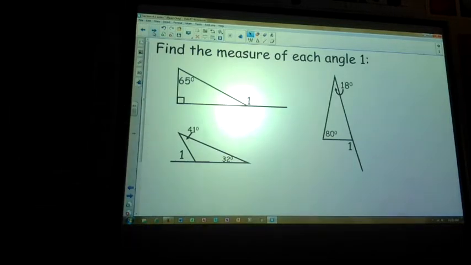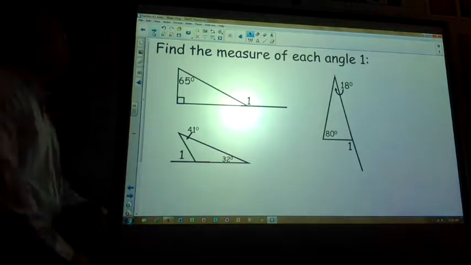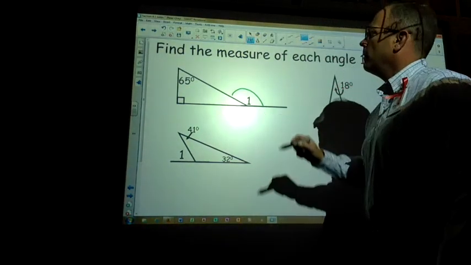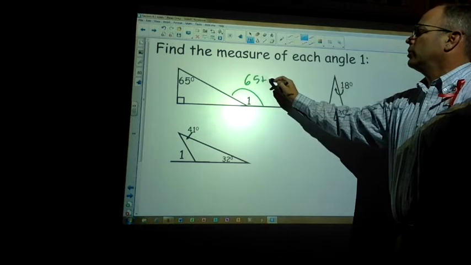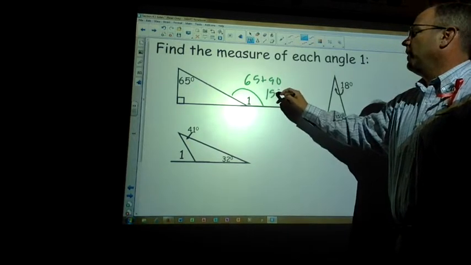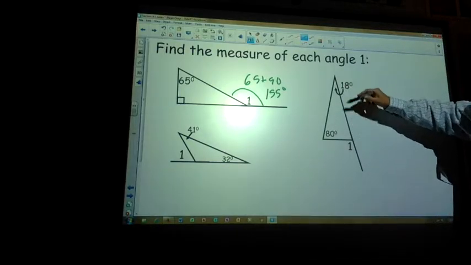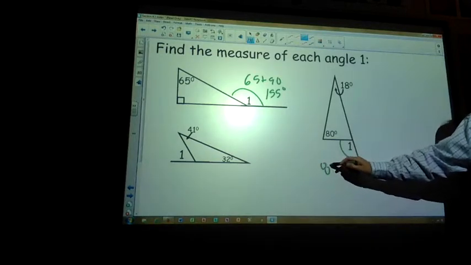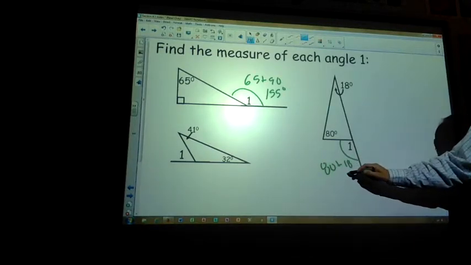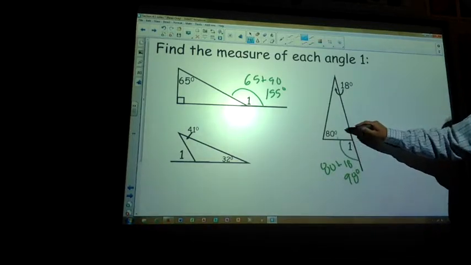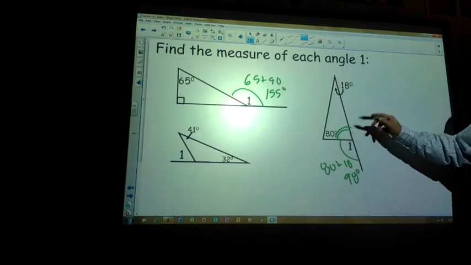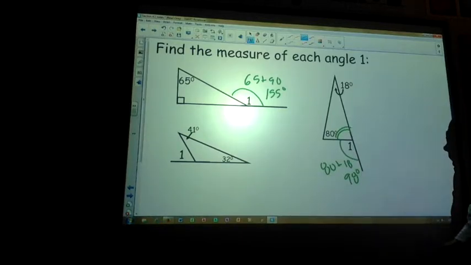All right, find the measure of each angle. Angle 1 is how much? And why? How big is that angle? 65 plus 90, which is 155? Good? All right, let's see. This plus that has to equal this, so 80 plus 18 is 98 degrees, which is angle 1. And then we could easily find that angle too, correct? Because the three angles have to add up to 180, or this and this has to equal 180.